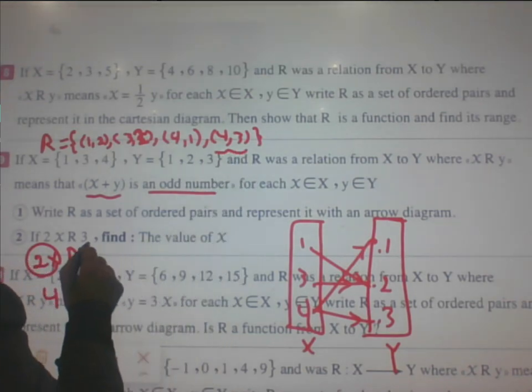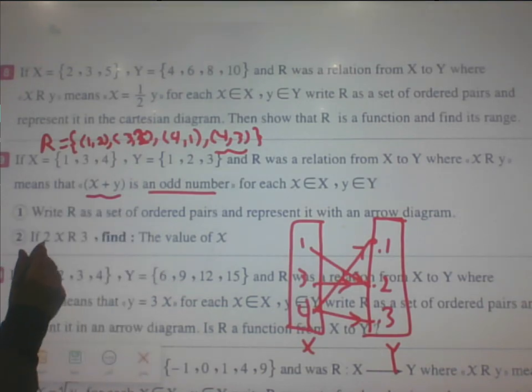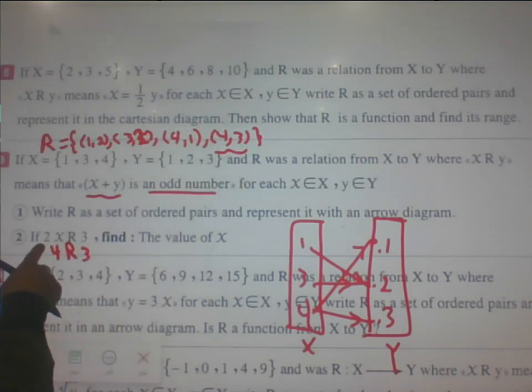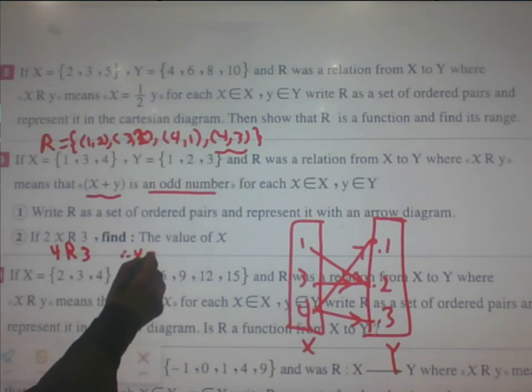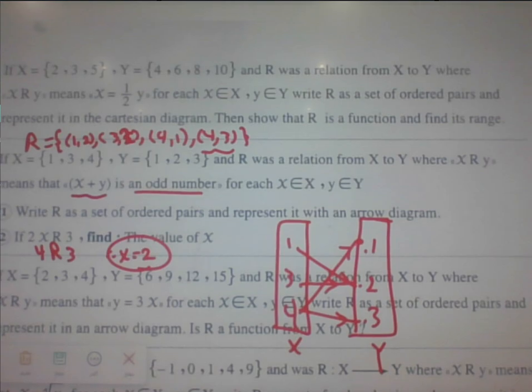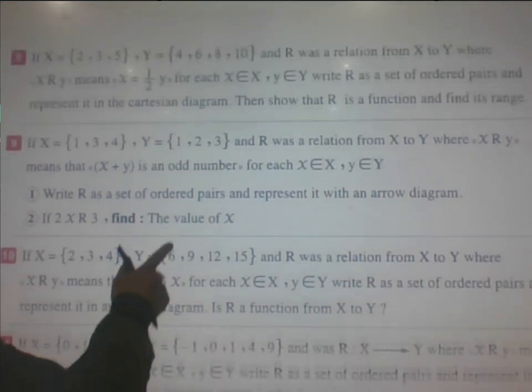He asked what is the value of x. 2x is in relation with 3. Then x will be 2, because 2 times 2 is 4. We have the relation between 4 and 3. Then the value of x will be 2, because we have 2x equal 4, and then the value of x will be equal to 2. Understood?